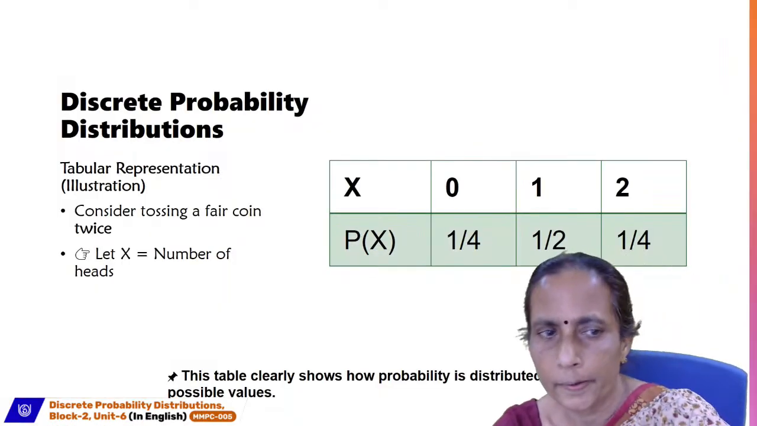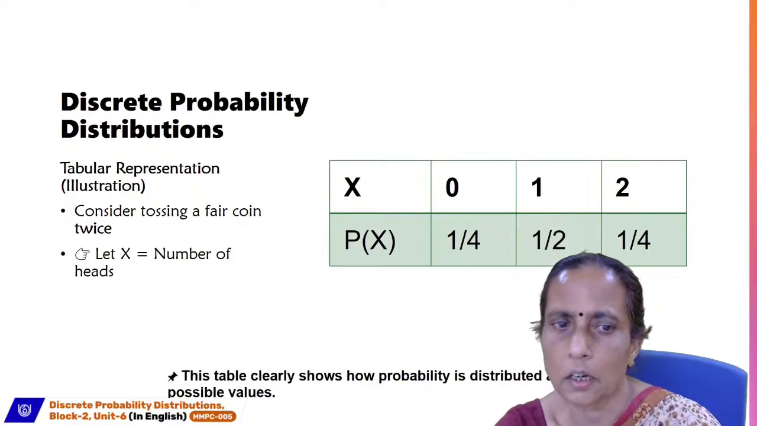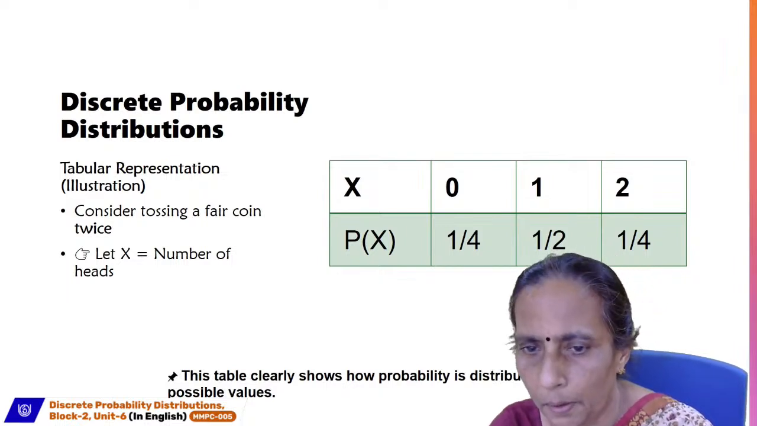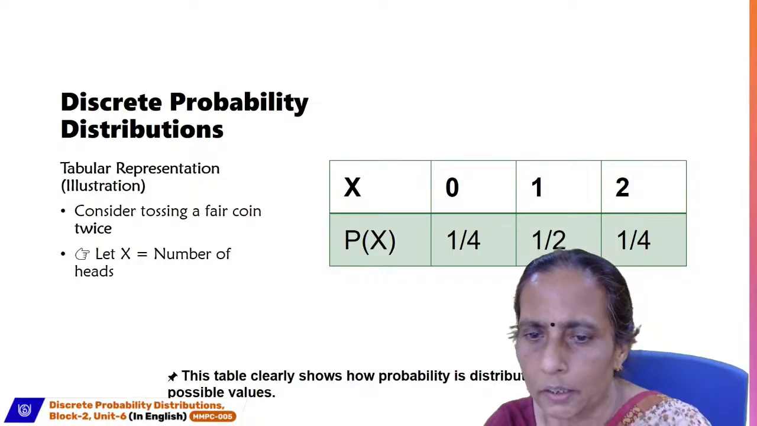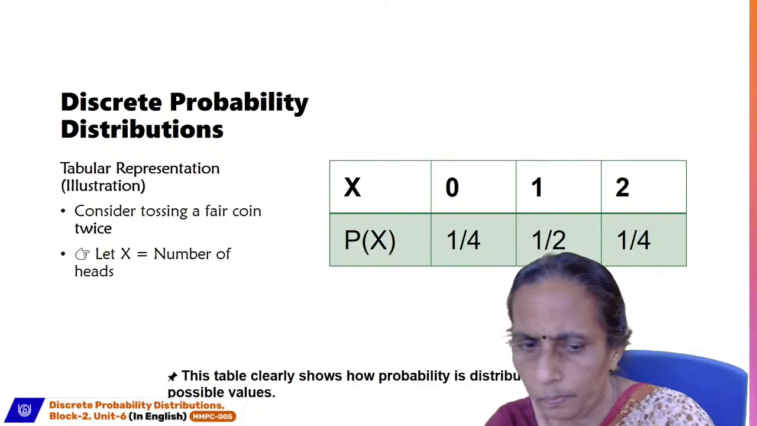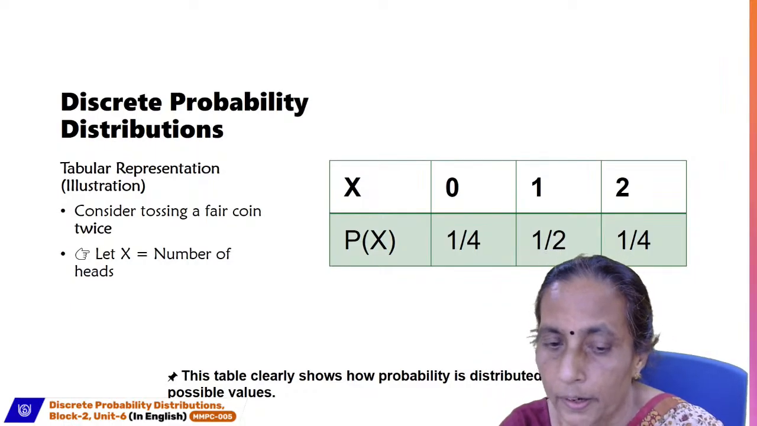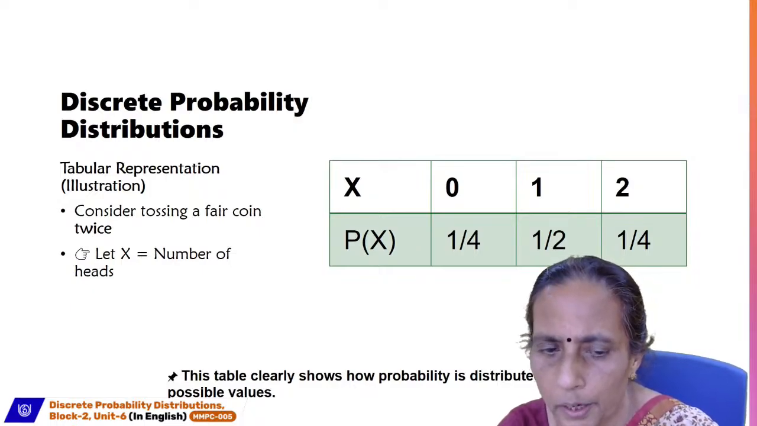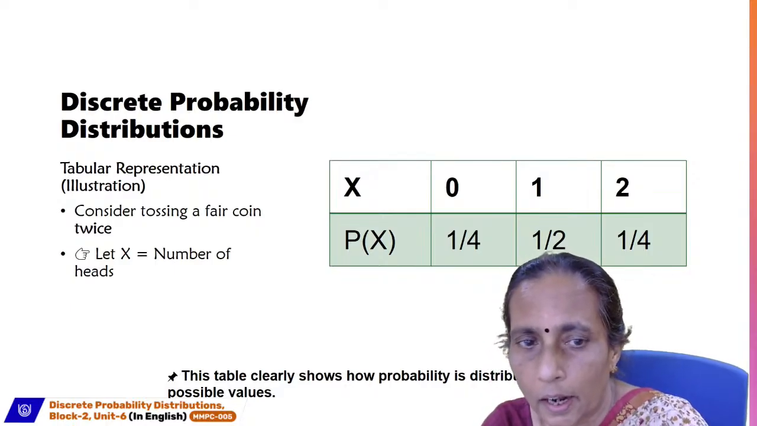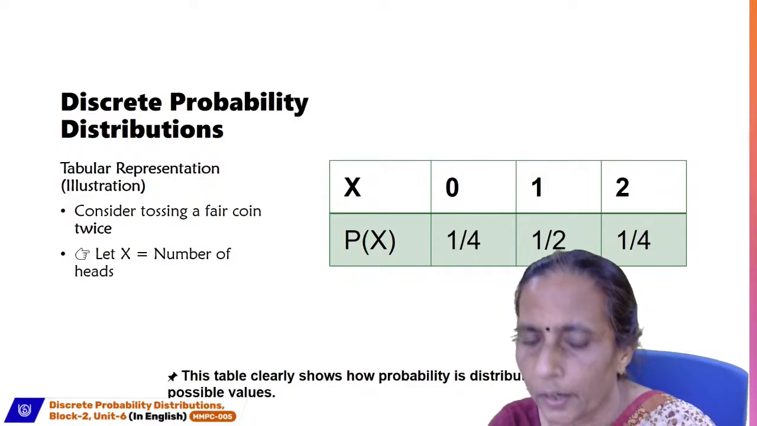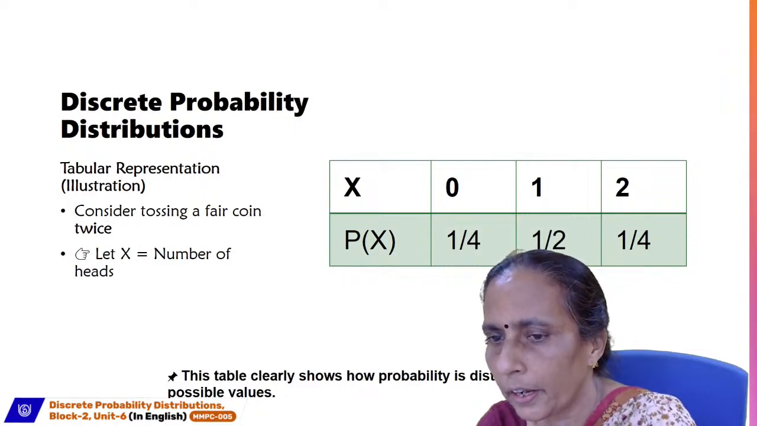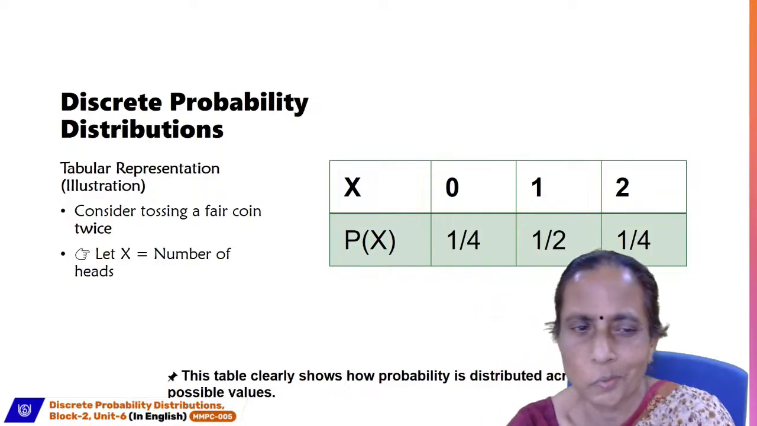Suppose, for the tabular representation, we consider tossing a fair coin twice. Then x is the number of heads I will get, maybe 0, maybe 1 or maybe 2. This table clearly shows how probability is distributed. Now, since I have tossed the coin twice, the probability of getting 0 is 1 by 4, probability of getting 1 is 1 by 2, and probability of getting 2 is 1 by 4.